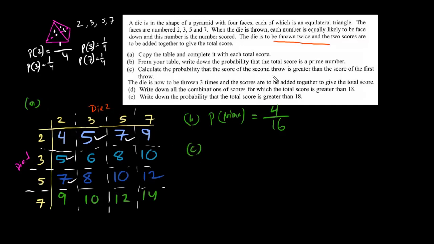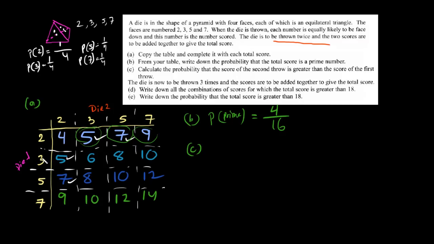Okay. The next one, question number C. Calculate the probability that the score of the second throw is greater than the score of the first throw. Okay, so 2, 2 will not work. So 2, 3 is going to work. So we can take 5. Second throw is greater. 2, 5. We can take 7. 2, 7. We can take 9. So the second number is greater.